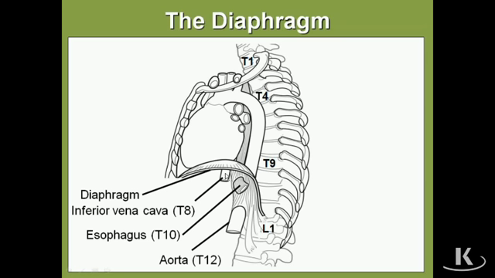So what goes through the caval hiatus is not only the inferior vena cava, but also the phrenic nerve. The right phrenic nerve goes through there, and after innervating the diaphragm from above, comes around and innervates it from below.